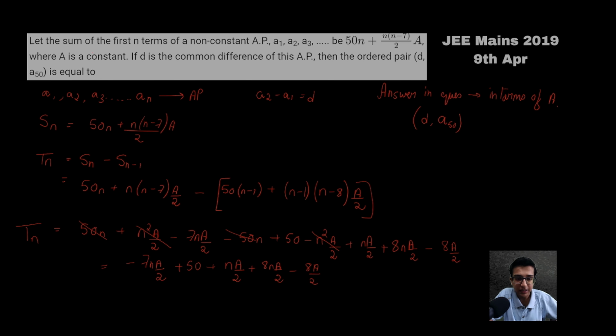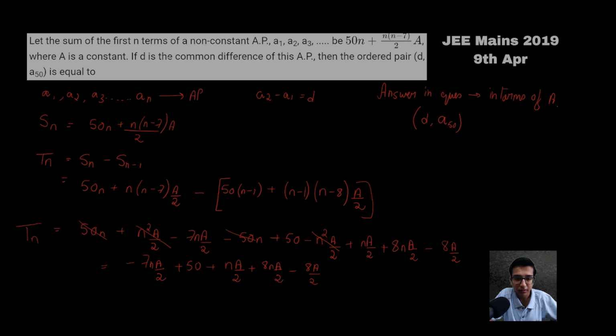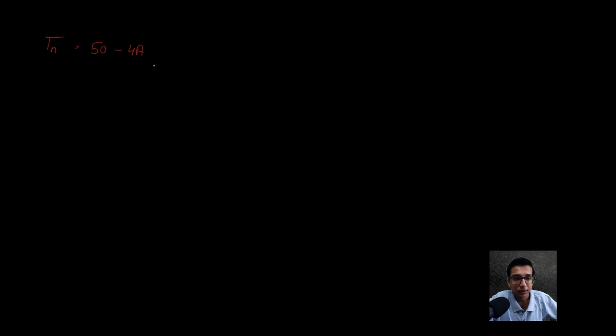So from here we can get 50 as it is, minus 8a by 2, which becomes minus 4a, and we have n plus na by 2 plus 8na by 2, which becomes 9na by 2, and there is minus 7na by 2, so it becomes 2na by 2, which is na, since 2 and 2 would get cancelled from each other. So we've gotten the equation for Tn, which is 50 minus 4a plus na.